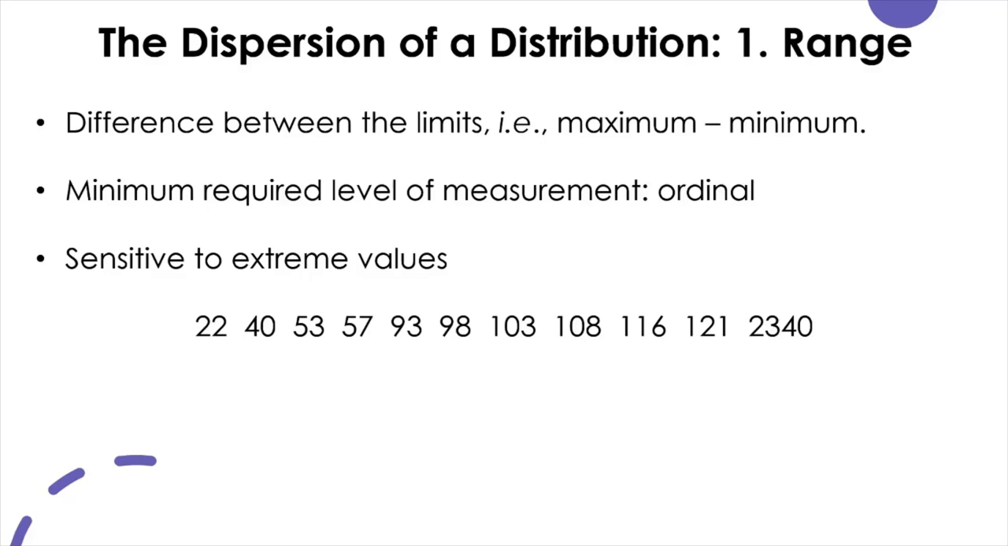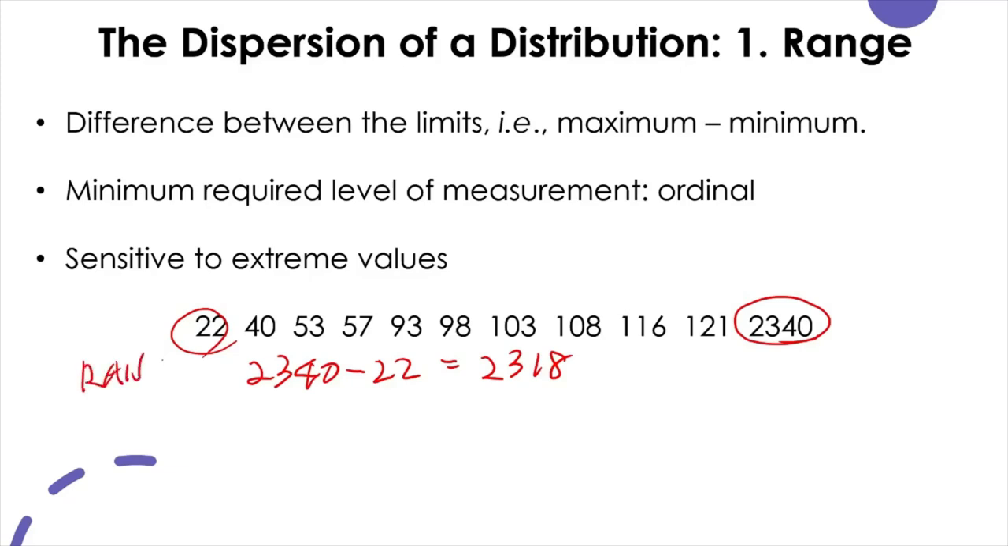And like the mean, the range is also sensitive to extreme values in a data set. So let's work with the same data, the number of Facebook friends, like before. It's easy to calculate the range because this is already sorted, and the maximum is 2,340, and the minimum is 22. So 2,340 minus 22 is 2,318. So that is the range, right?